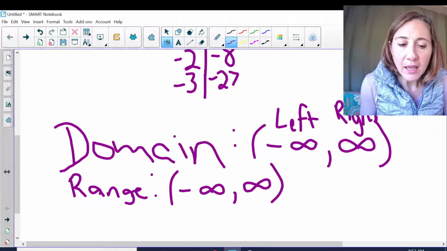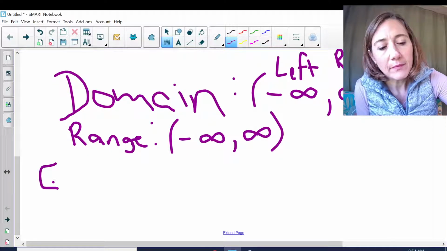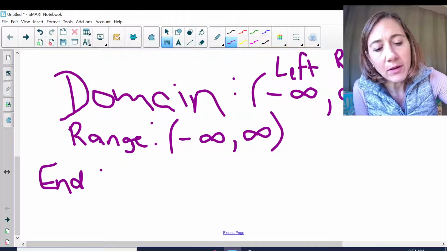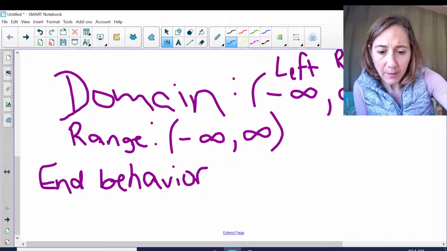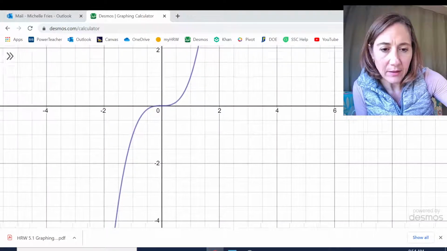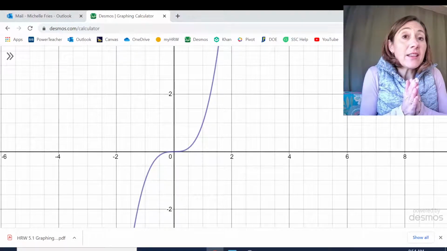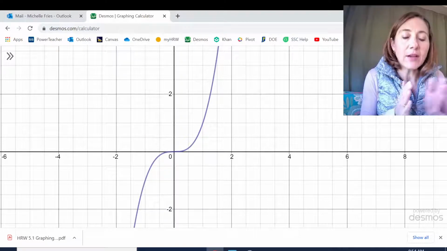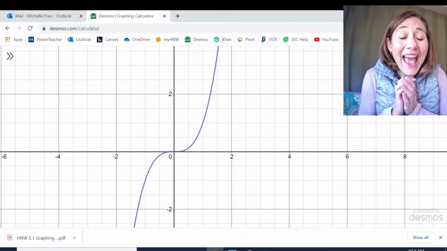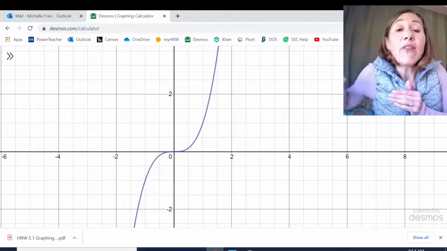Let's see. End behavior. We should talk about end behavior on this. So let me pull the graph back up for a second here. So if I look at this graph, end behavior, you look at the two ends as you go to the left and as you go to the right. So let's look to the left first. As I go to the left, what's happening to my graph? It's going really far down.